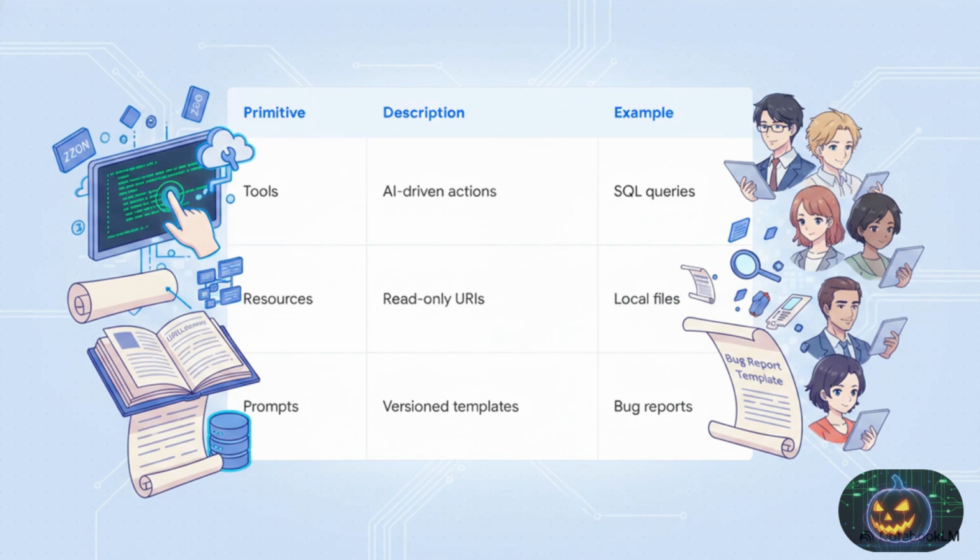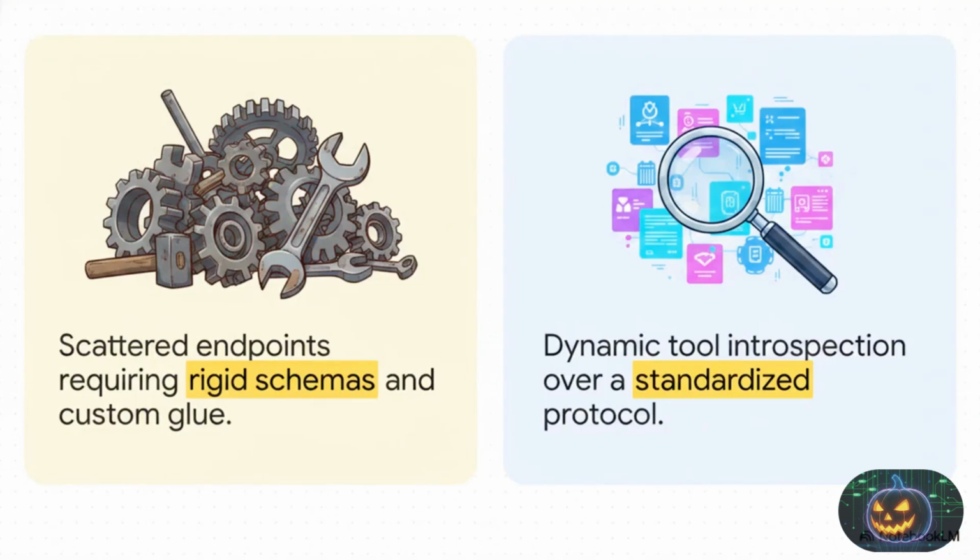Second, we have resources. These are read-only URIs that ground the model with raw data, like pulling in your local markdown files. This is absolutely vital for reducing AI hallucinations because you're feeding it actual facts. And third, prompts. These are versioned, server-side templates shared across clients. So imagine a parameterized bug report template that lives on the server, saving you from rewriting your instructions every single time. Now you might be wondering, why not just use regular REST APIs?